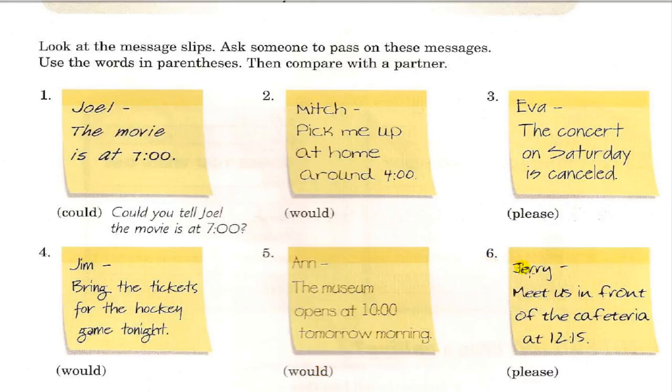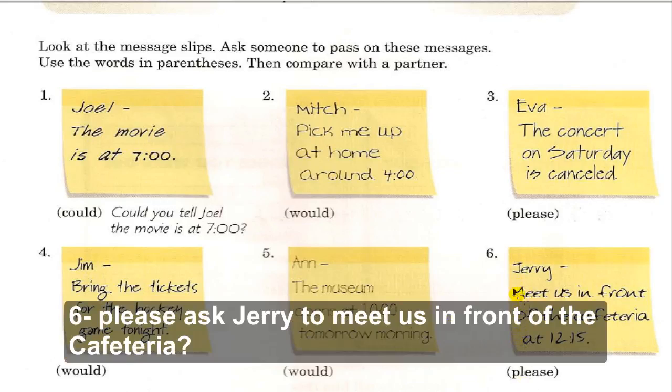Number 6. Jerry, the name Jerry. Meet us, T soft D, meet us, American. Meet us in front of the cafeteria at 12:15. Please. Meet us, verb, request. Ask. Please ask Jerry to meet us in front of the cafeteria at 12:15.